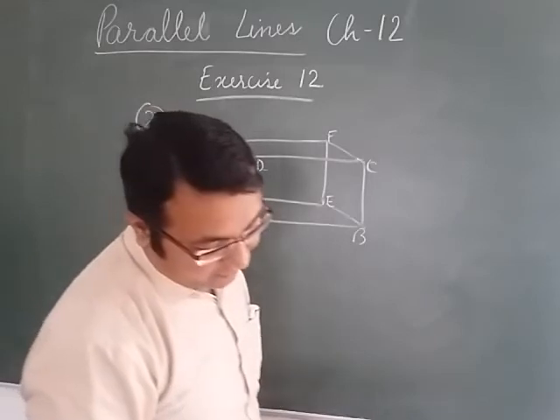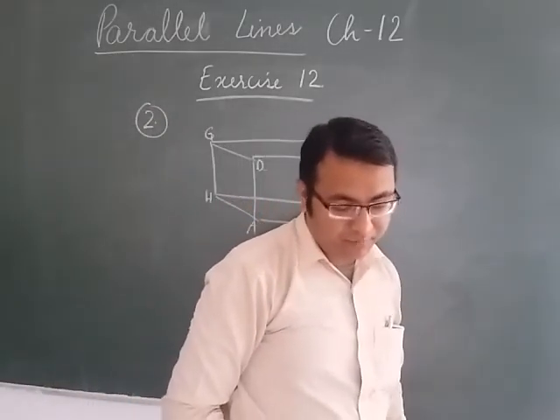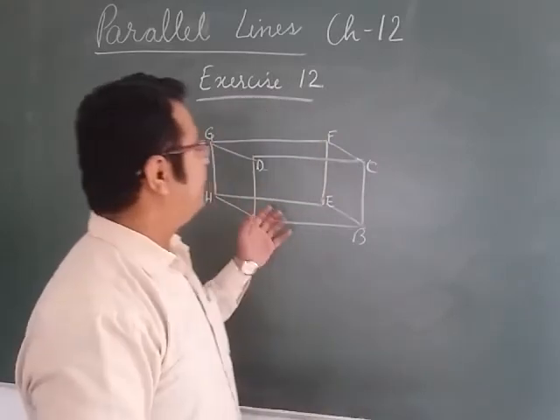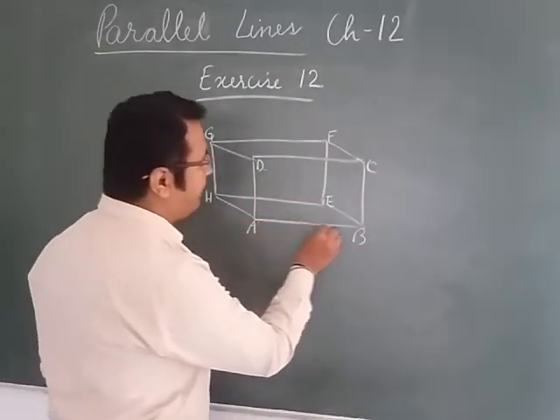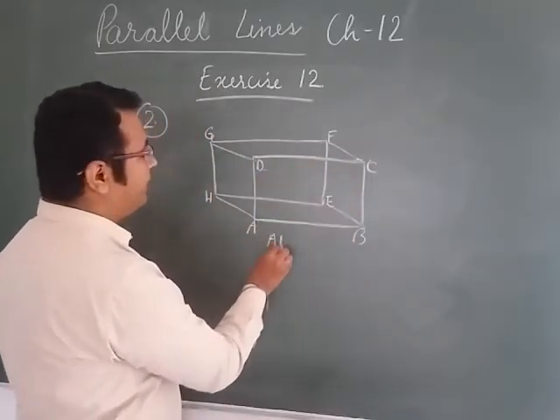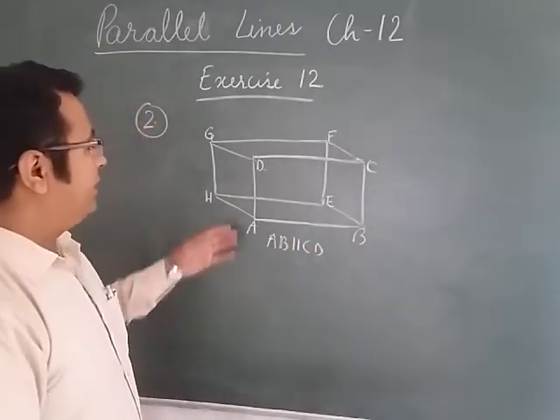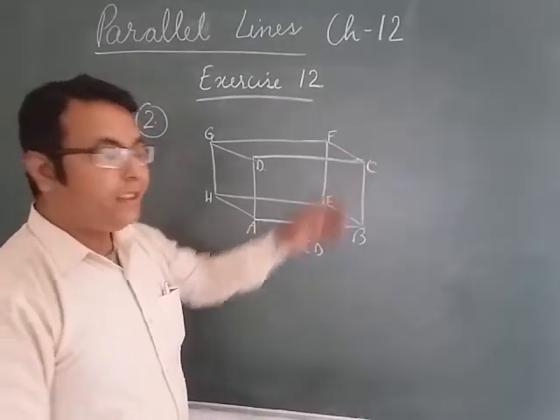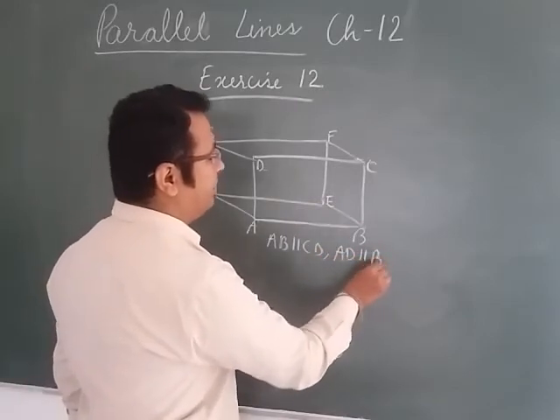Now in this question we need to tell the group of all the possible parallel edges, which sides are parallel to each other. So as you can see, this line AB will be parallel to this line CD. So we can write it as AB parallel to CD. Similarly, the line AD will be parallel to line BC. AD is parallel to BC.